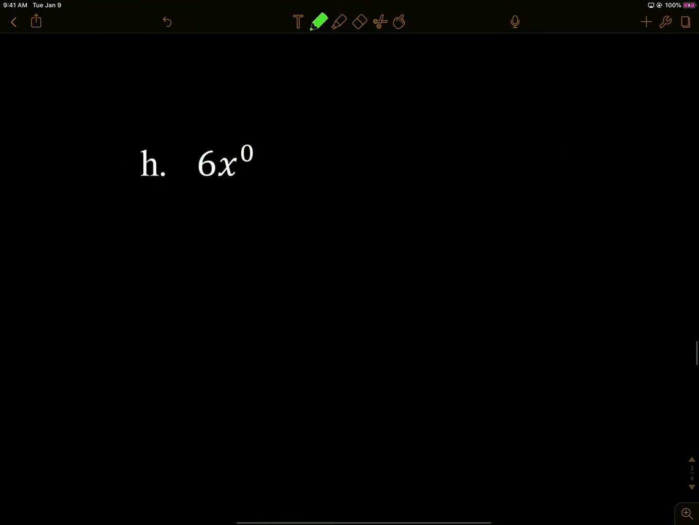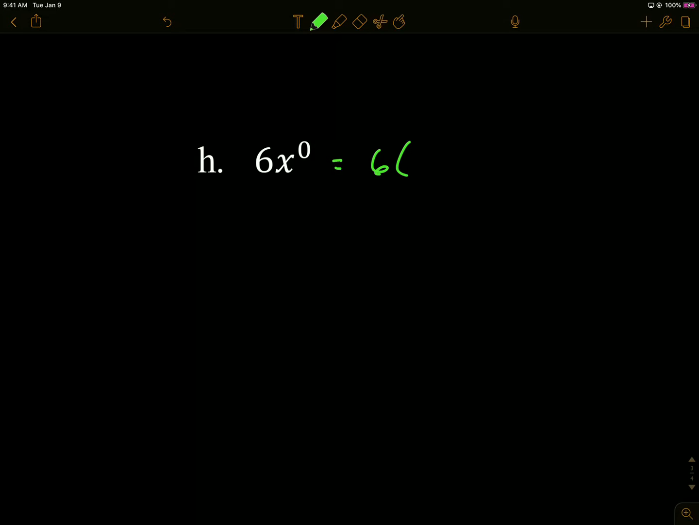All right. 6x to the 0. Well, I know x to the 0 is 1, so it's 6 times 1. Because anything to the 0 power is 1. Remember, 6 isn't to the 0. 6 has its own exponent, 1. So it's just this part that's to the 0. So then 6 times 1 is 6.